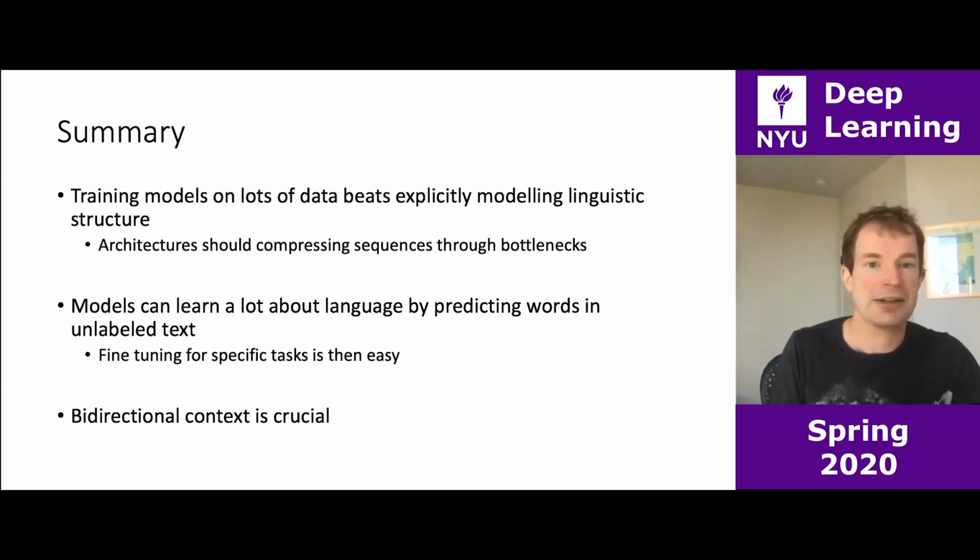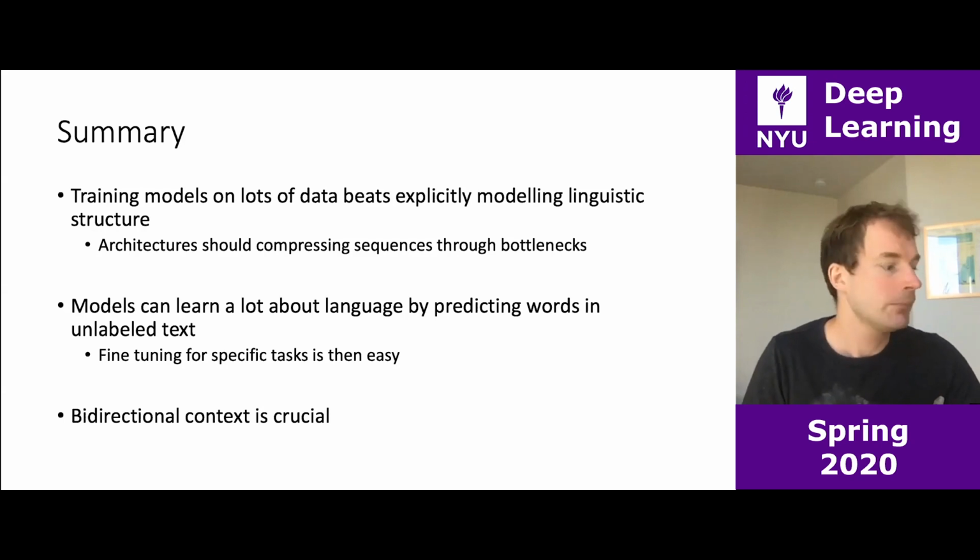Predicting words and text is a great unsupervised learning objective. But if you want to understand language, it's crucial to incorporate words in context, in particular bidirectional context.